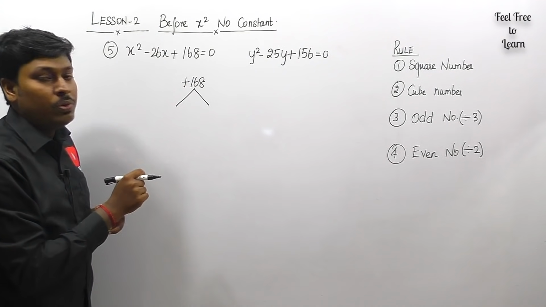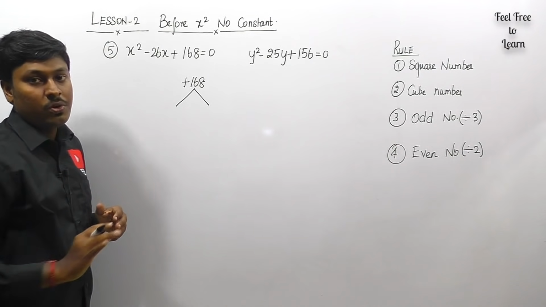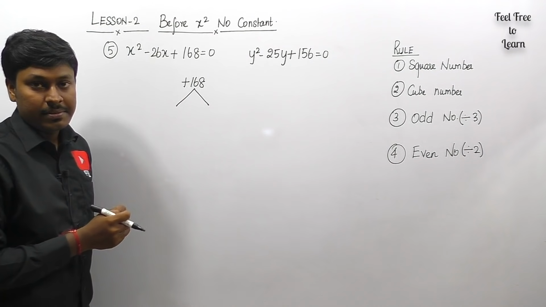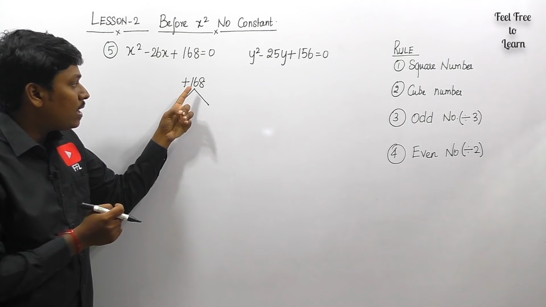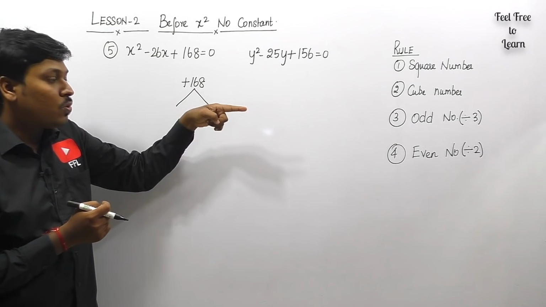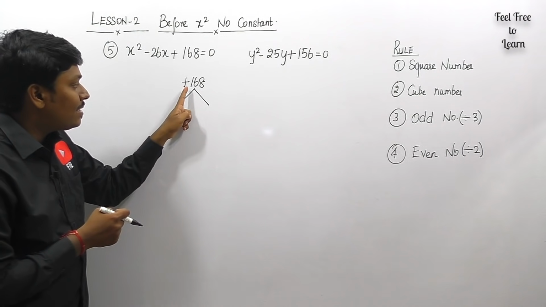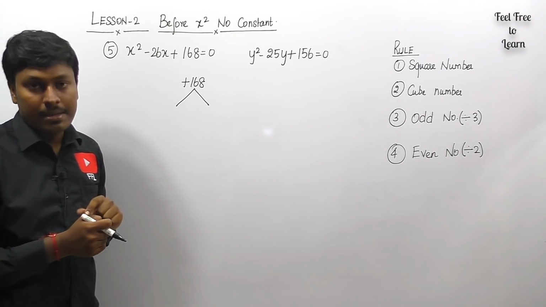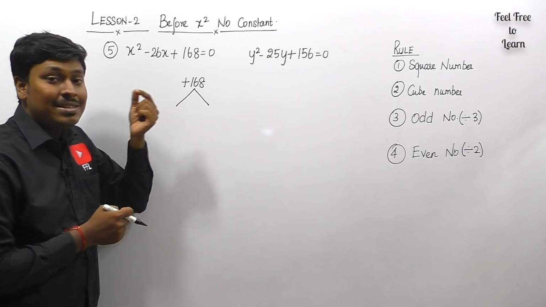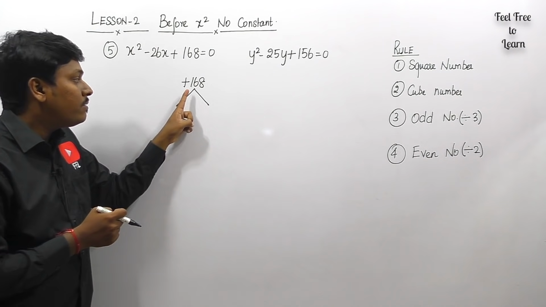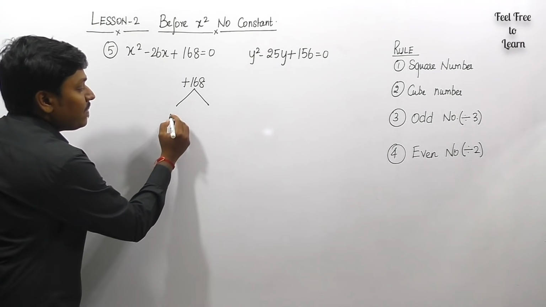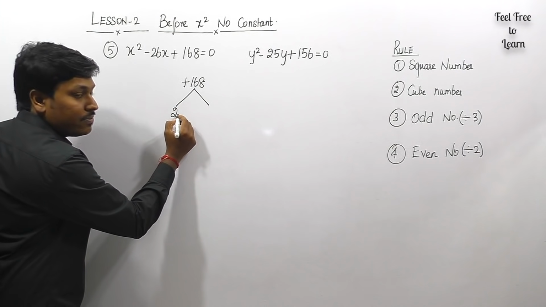Rule number 2, cube number. Is it a cube number? No, it's not a cube number. Rule number 2 eliminated. Rule number 3, is it an odd number or an even number? It's an even number. So rule number 3 eliminated. The last rule is the even number rule, so we can say that 168 is an even number. If the given number is an even number, first of all divide this number by 2. So friends, when we divide this number by 2, listen carefully.